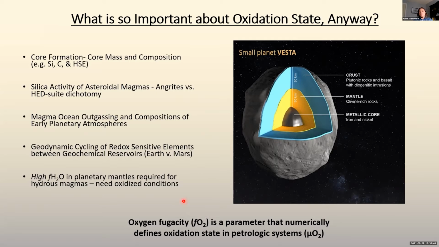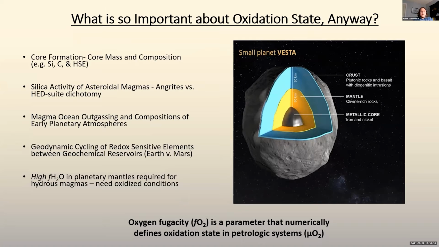Most importantly, understanding magmatic oxidation state feeds into our understanding of planetary differentiation, in particular the formation of planetary cores. For example, the fO2 of the differentiating planetary system directly impacts the mass of the core that forms in the planetary body, as well as its composition. The partitioning of light elements like silicon is, of course, fO2 dependent. And the highly siderophile element composition of the core, as well as the composition of the residual mantle material that gets left behind, are all impacted by oxidation state.